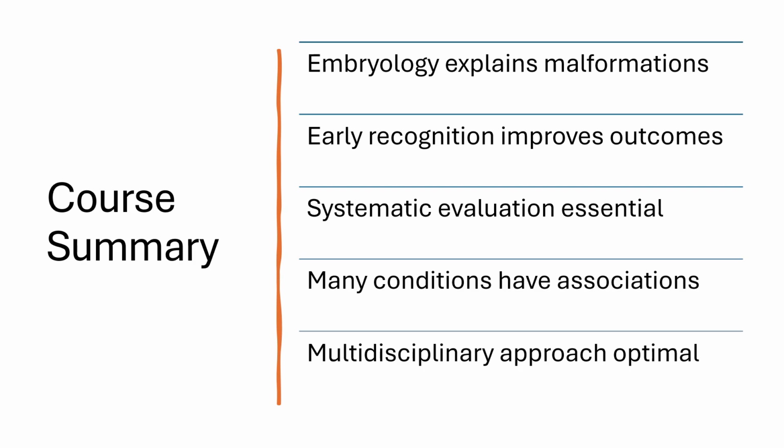The systematic evaluation approach ensures that you don't miss important findings or associated abnormalities. Remember how we emphasized looking beyond the obvious abnormality to search for the patterns that help distinguish between similar conditions and identify the associated anomalies that might otherwise be overlooked. Understanding that many conditions have associations fundamentally changes how you practice medicine, moving you from isolated problem-solving to comprehensive care that anticipates and addresses the full spectrum of each condition's manifestations.